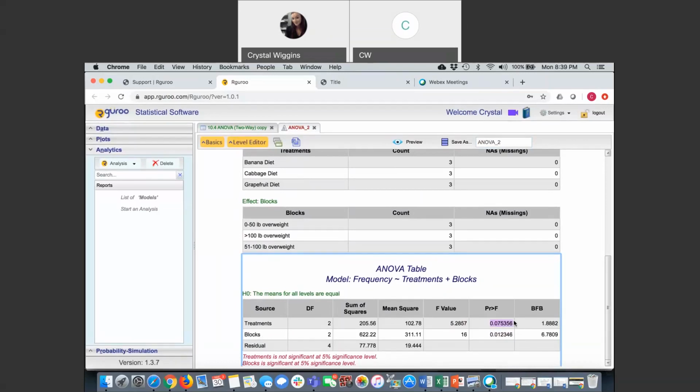And that p-value is 0.0754, and that is larger than our 0.05 alpha level, which means that it is not significant. And therefore, we would fail to reject the null hypothesis with this p-value. And failing to reject the null hypothesis means that each one of these diets is stated to be approximately the same.